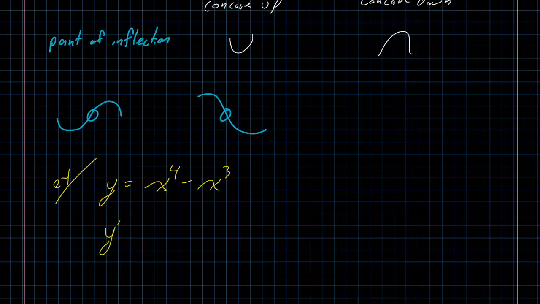So we'll take the derivative once. Y prime is going to be equal to 4x cubed minus 3x squared. And then we'll take the derivative again. Y double prime is going to be equal to 12x squared minus 6x. And we need to determine when this thing is positive, negative, or zero. So we set it equal to 0 and see what's going to happen.